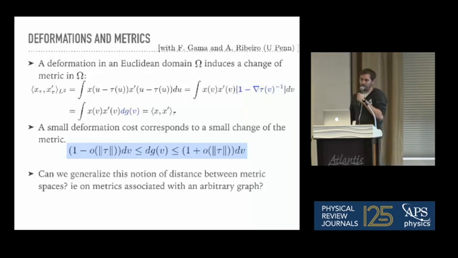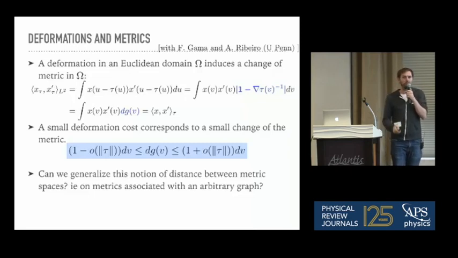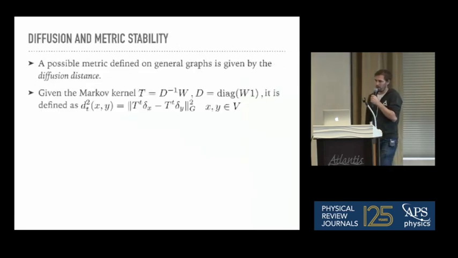And so now the question is, how can we define a metric and a change of metric in a general graph? One possible way to do that, by no means the only one, is to use ideas coming again from physics, this notion of diffusion distance.